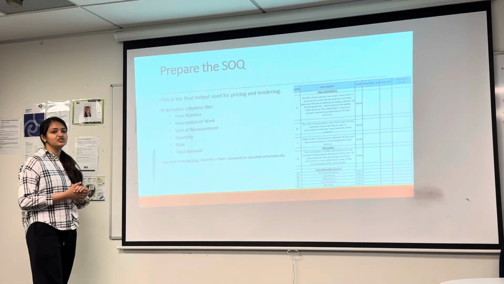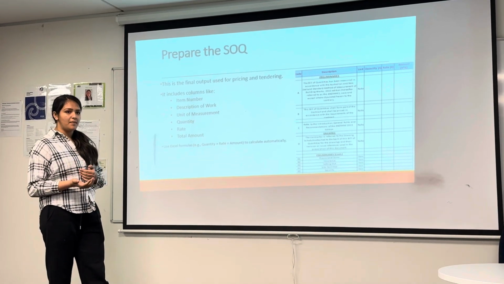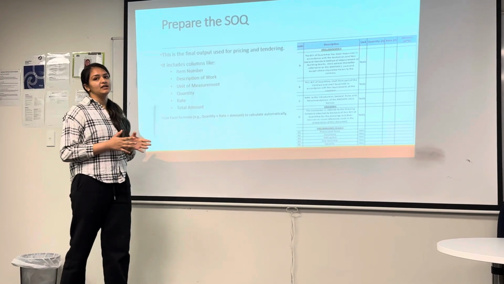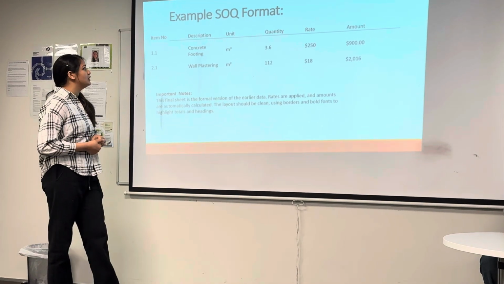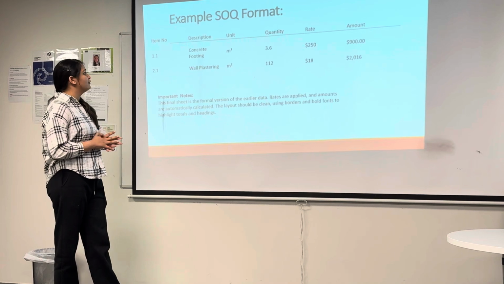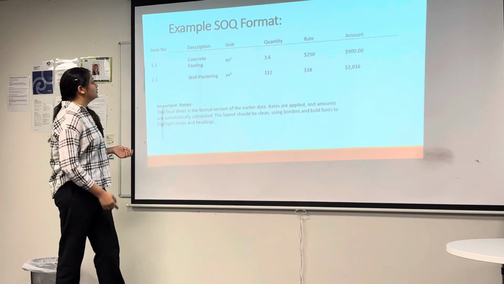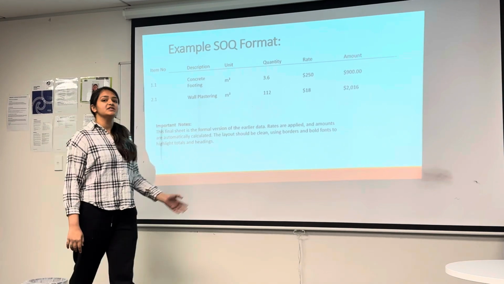The formula which we use is quantity into rate is equal to amount. That comes directly and it's automatic. This is an example of the SOQ format. This is the formal version of the earlier data. I already told you that the footing is measured in meter cube and the plastering is in meter square.